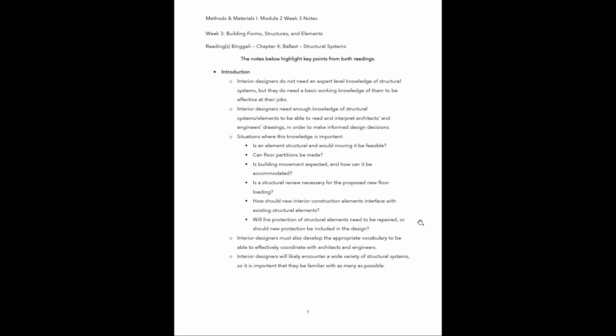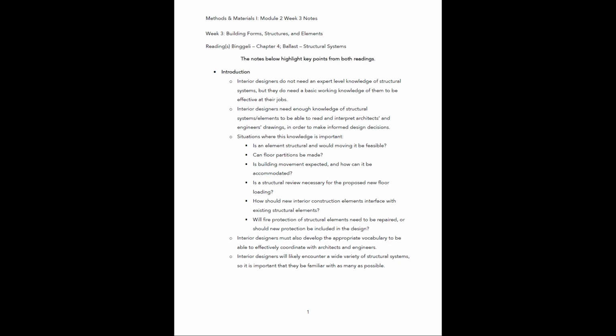So when you're out working, you're going to have a bunch of different types of projects and a bunch of different buildings, and more likely than not, they will each have a different structural system. I mean, they will be very similar, but there will be nuances.